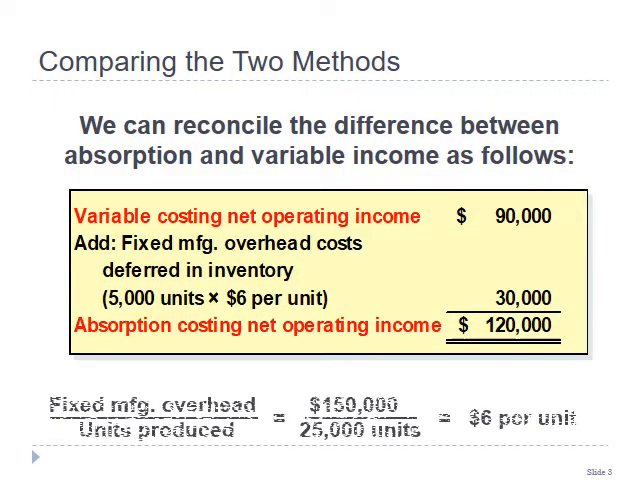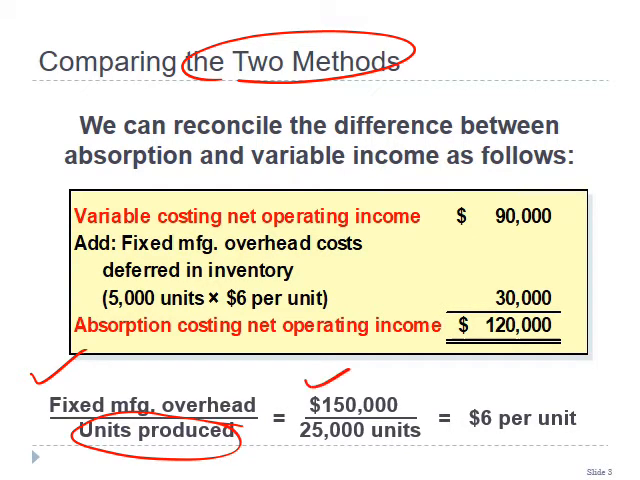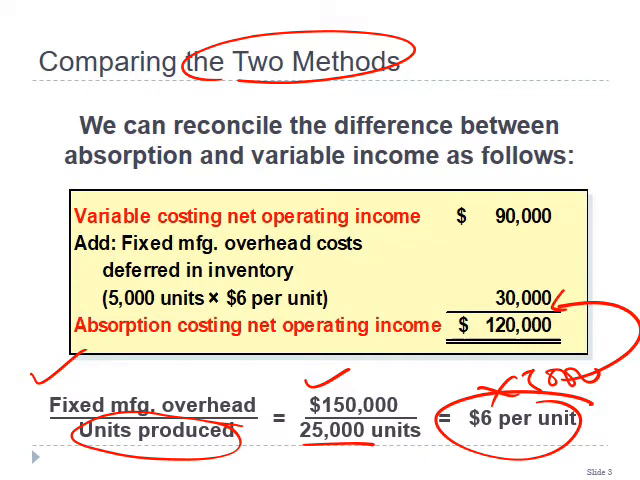So another method we can also use to compare the two methods, a very easy method, is that you just divide fixed manufacturing overhead by the units produced. So 150,000 divided by 25,000, answer is 6. You just multiply 6 with ending inventory 5,000, 30,000 is here, right? And we know that variable costing net operating income is 90,000. We just add, and the answer is absorption costing net operating income. Understand? Okay.